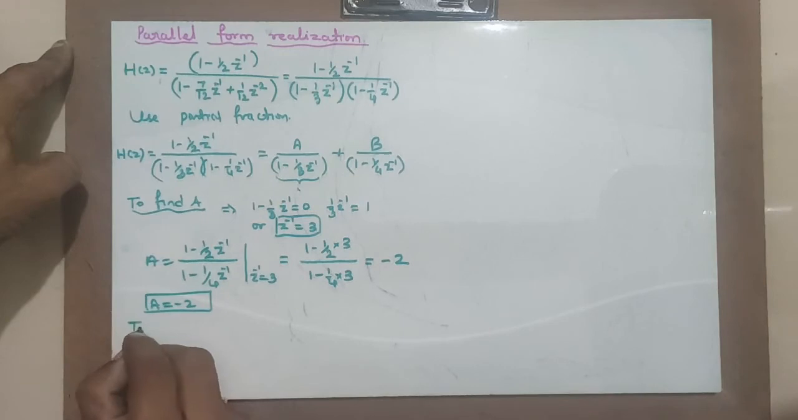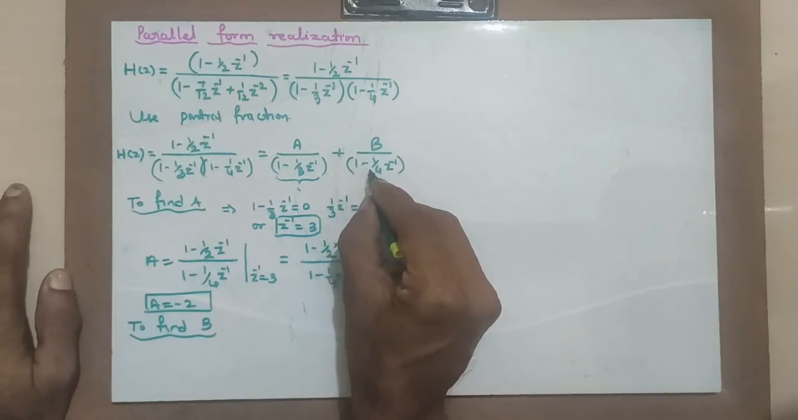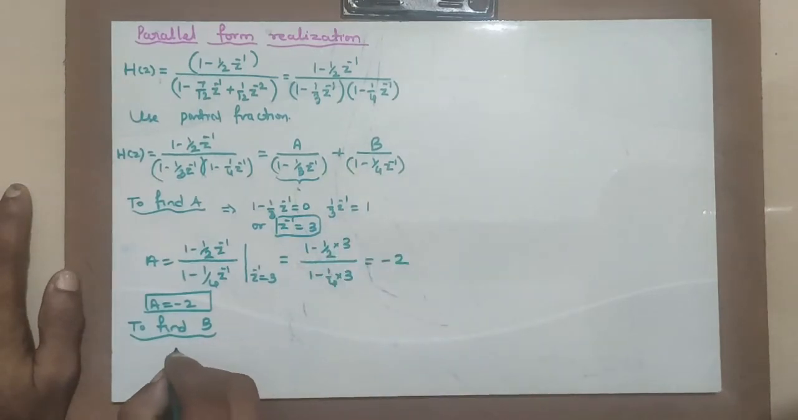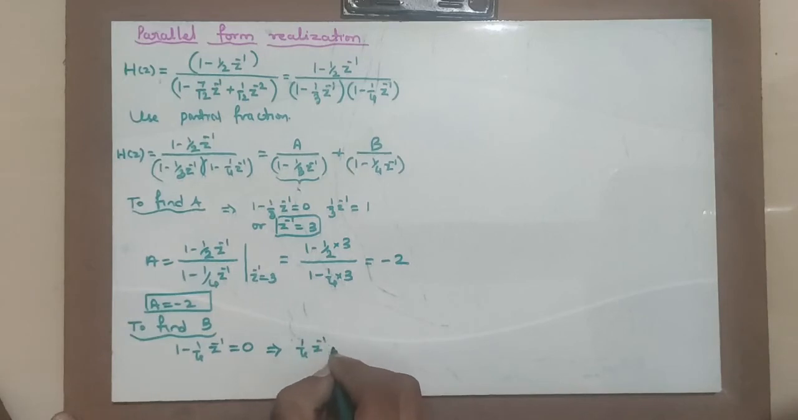To find b, what will you do? Here, to find b, 1 minus 1 by 4 z raised to minus 1 becomes 0. This implies that 1 by 4 z raised to minus 1 is equal to 1, or z raised to minus 1 becomes equal to 4. That's what I want.